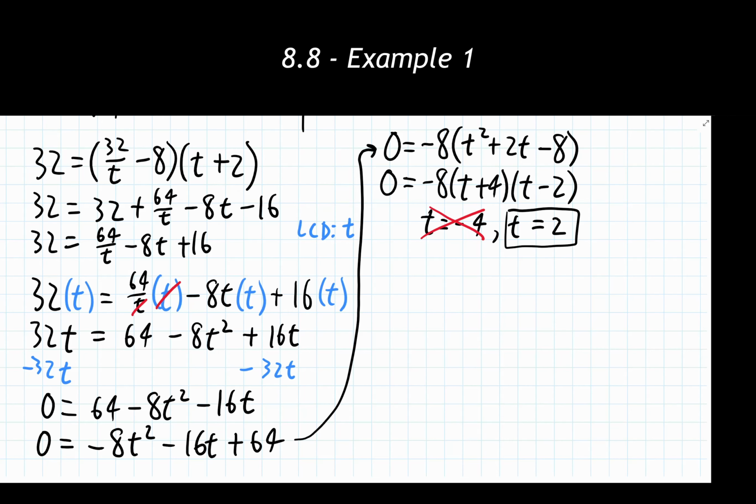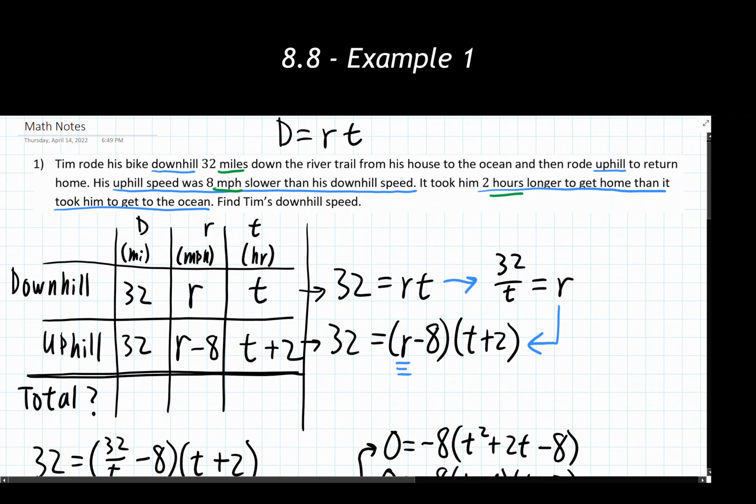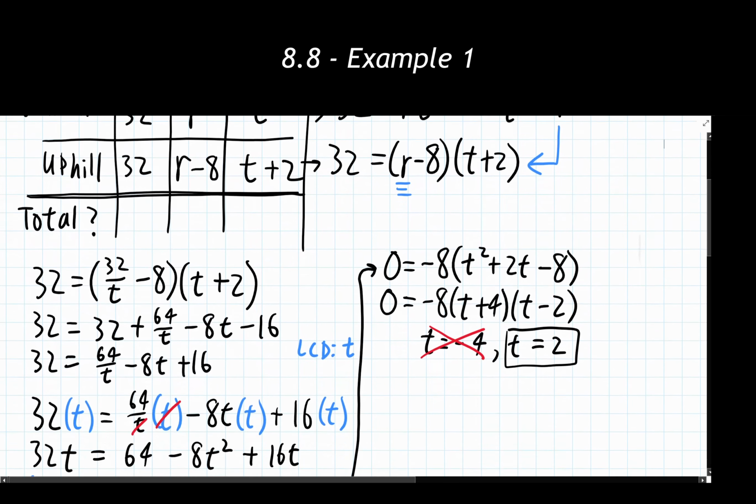Now we might think of this and come back to our original problem, which is written right above, and say, well, great, I found time, but I'm asked to find his downhill speed. I didn't find that here. Well, while we didn't find that downhill speed, we do have an equation that we modified that helps us find that. You can also use either of your original starting equations to find that remaining time as well. Either option works. So I'm going to use this one here, this 32 over t equals r.